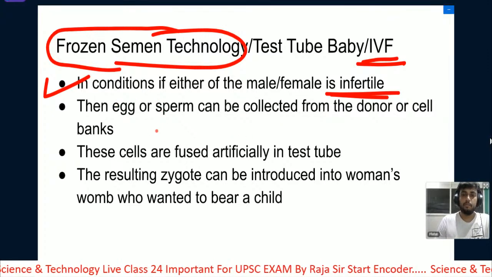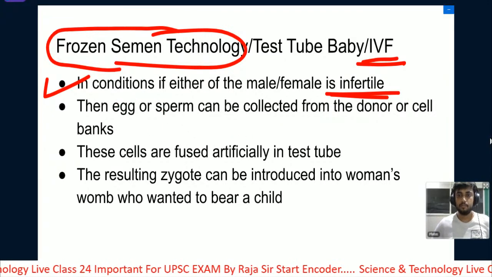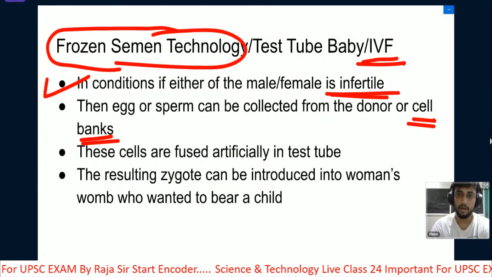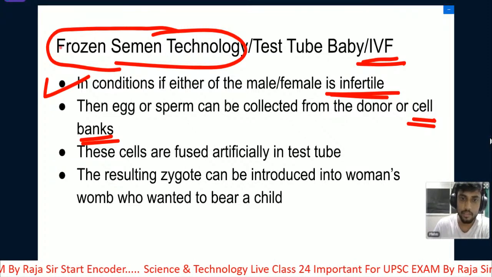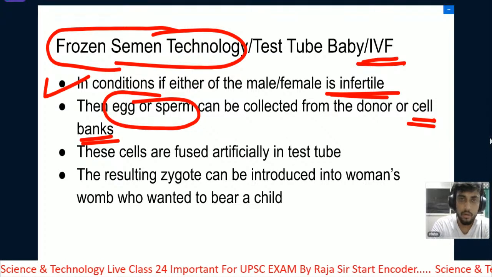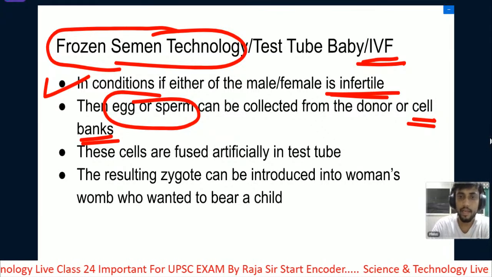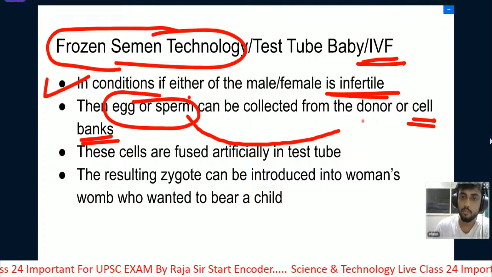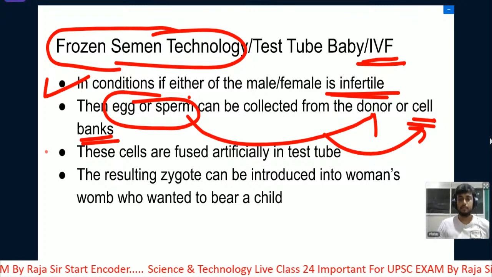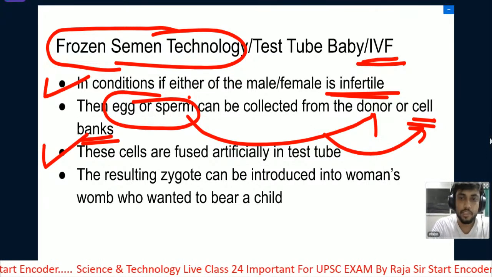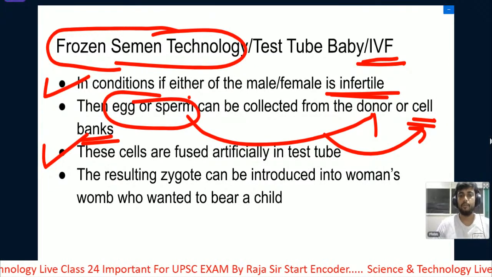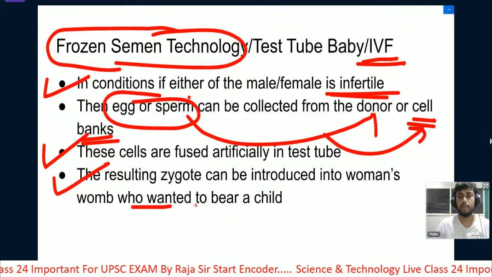The sperm or the egg can be collected from a donor, or from any cell bank. We just need a healthy egg and a healthy sperm to produce the zygote, and we can source these eggs or sperms either from any donor or from any cell bank. And these cells so obtained are fused artificially in test tubes, and the resulting zygote can be introduced inside any woman's body, any woman who wants to bear a child.